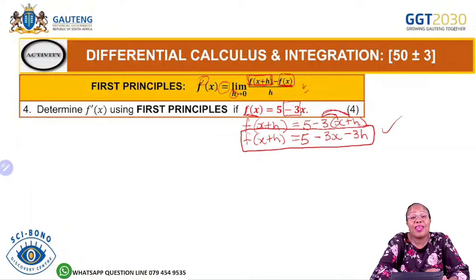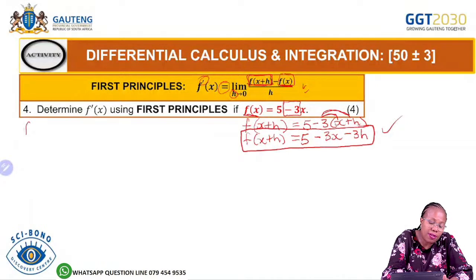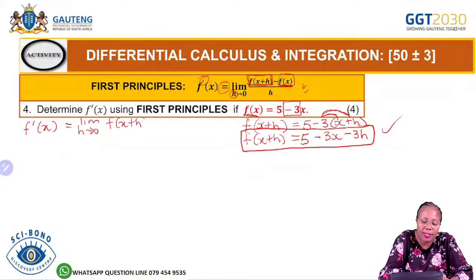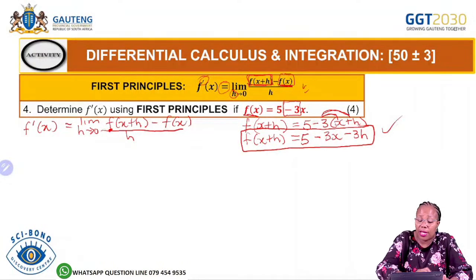And then now the next step is taking your formula from the formula sheet. f derivative of x is equal to the limit of h approaching 0 of f at x plus h minus f at x, and then everything over h. This division line, grade 12, is not including the limit. It starts from f at x plus h here, okay? f at x plus h.